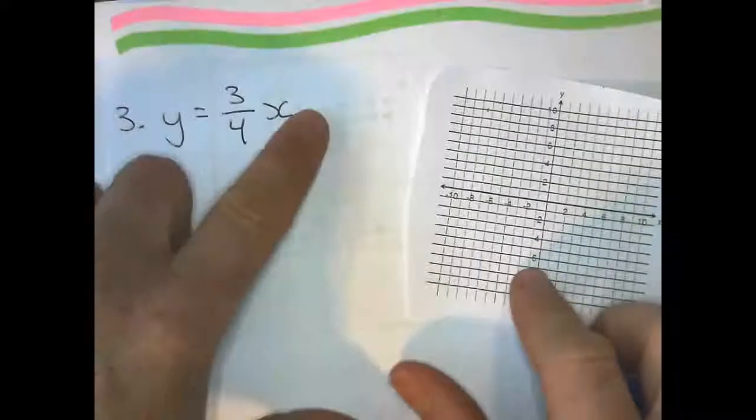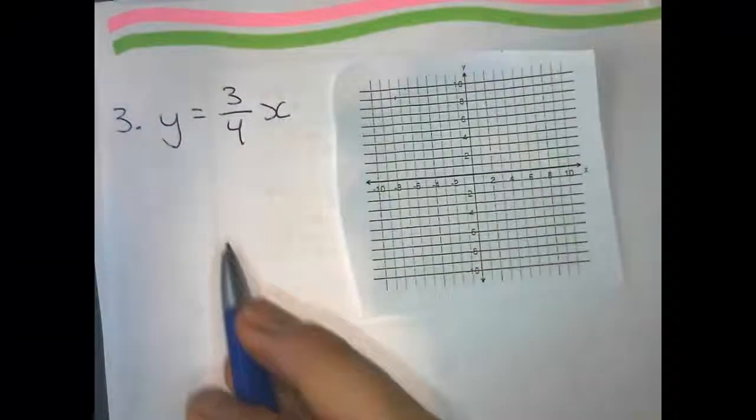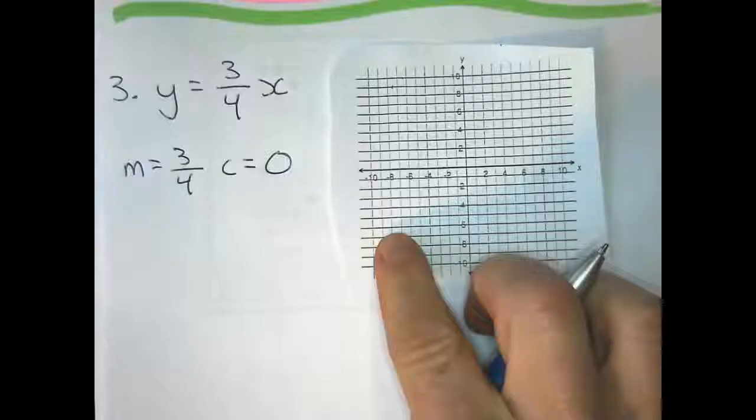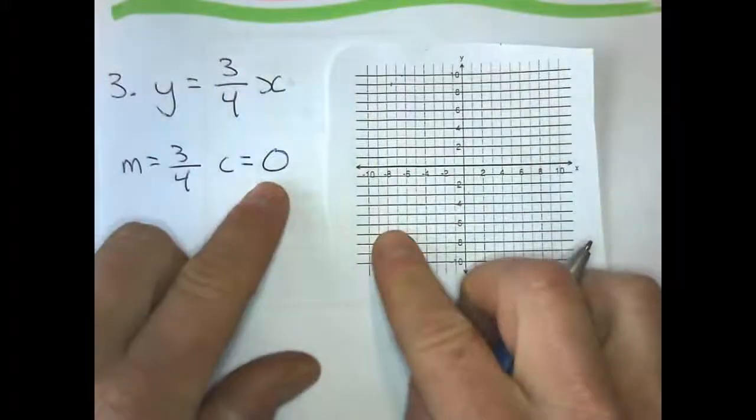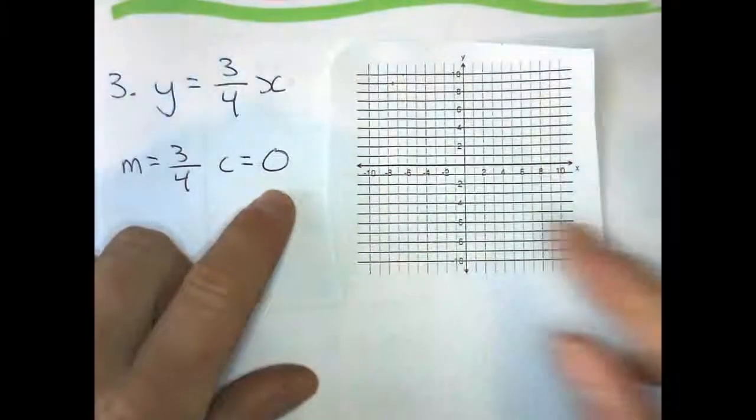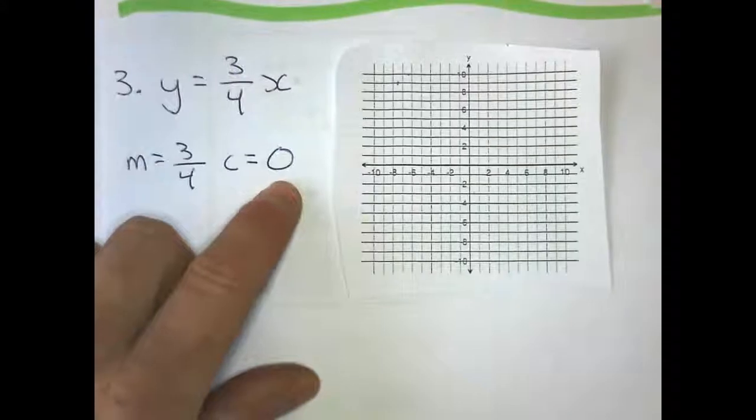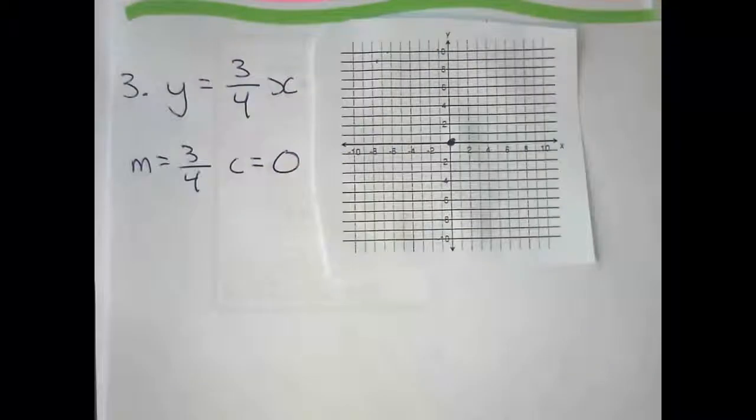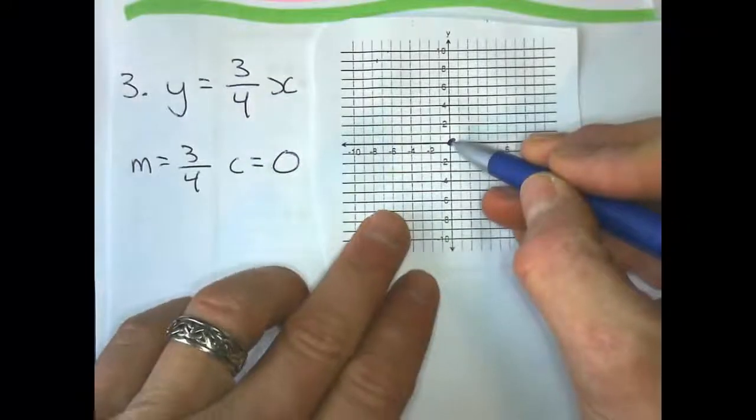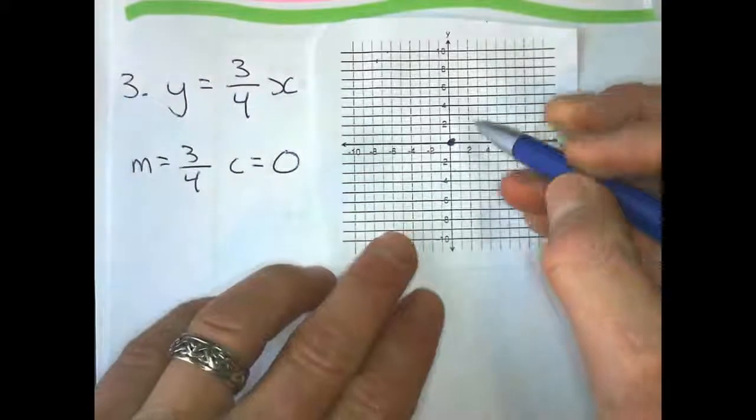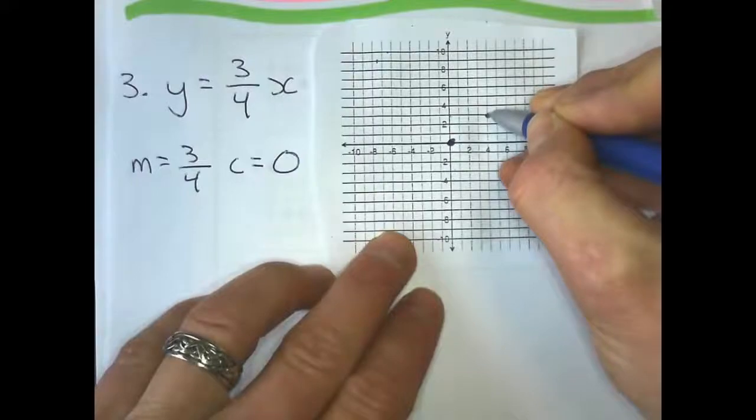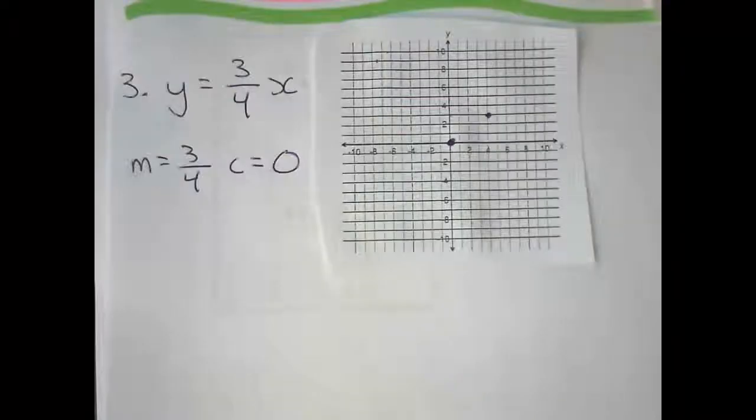Okay, next example is when there's no constant term at the end. So that means my gradient is 3/4 and my y-intercept is nothing, which means my y-intercept is 0. So write it down so we don't forget. Okay, so the y-intercept starts at 0, and then I'll use that gradient to get the second point. Okay, so from the y-intercept, a gradient of 3/4 means I'm going to go up 3 and over 4. Up 3 over 4. And now I draw the line.